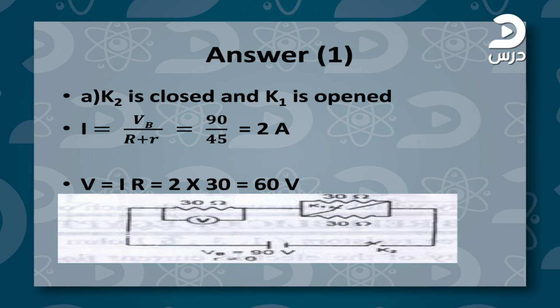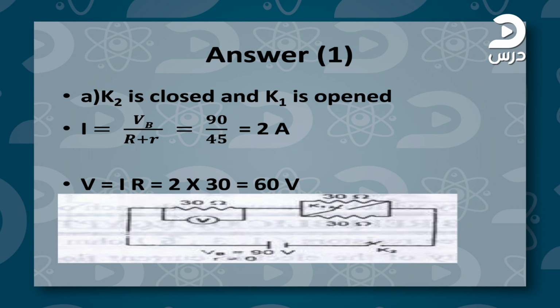Here K2 is closed and K1 is open. So I equals VB over R plus r. Here we have 30 ohms, so the equivalent resistance is 15 plus 30, so the total resistance is 45. So I equals VB over R plus r, 90 divided by 45 equals 2 ampere. But the reading of the voltmeter is V equals IR. So 2 multiply 30 equals 60 volt.